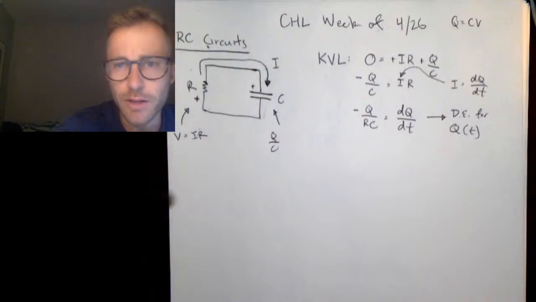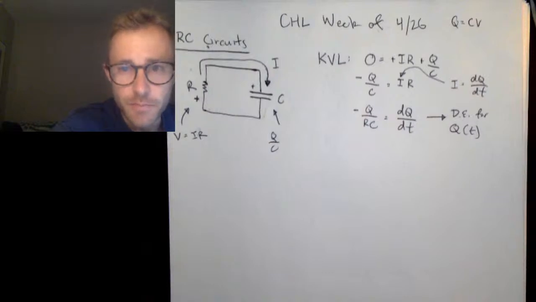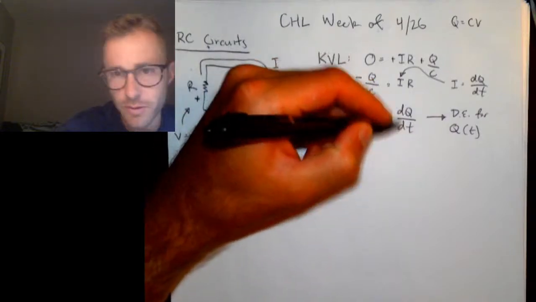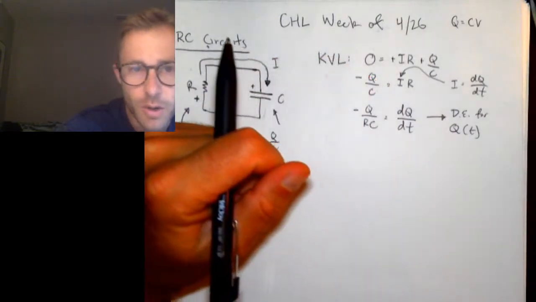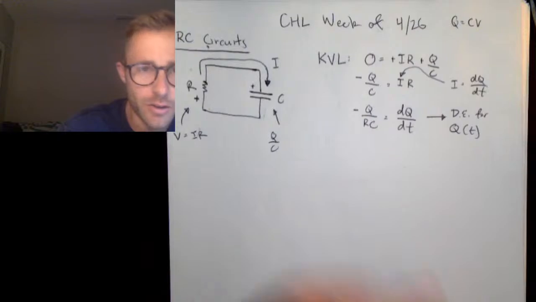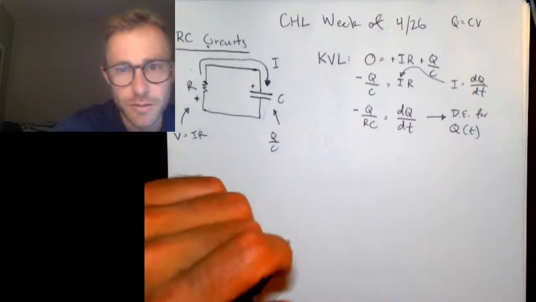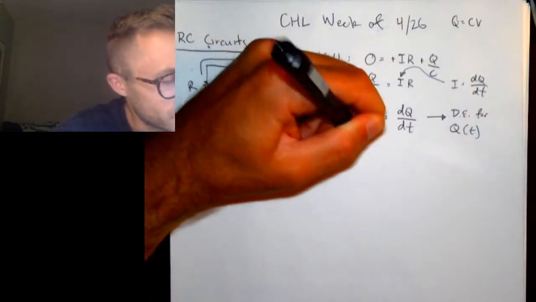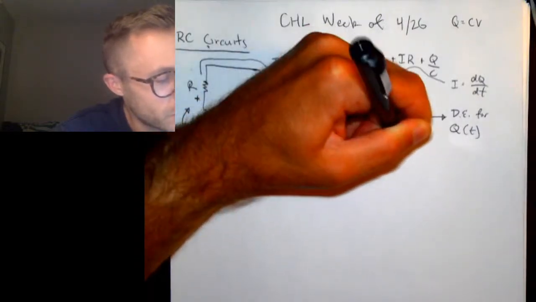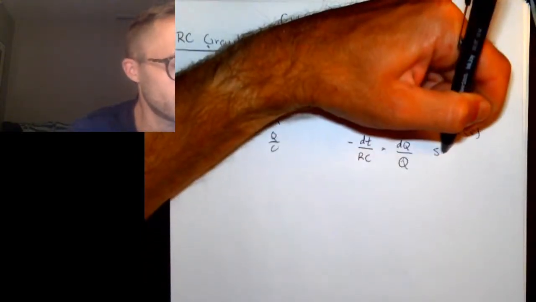And so what I told you to do if you are solving a differential equation is you want to separate the variables. So my two variables based on this derivative are q and t. I need t on one side of the equation, and I need all the q's on the other side. So I'm going to multiply dt over, and I'm going to divide both sides by q. So I have minus dt over RC equals dq over q. That's called separating variables.